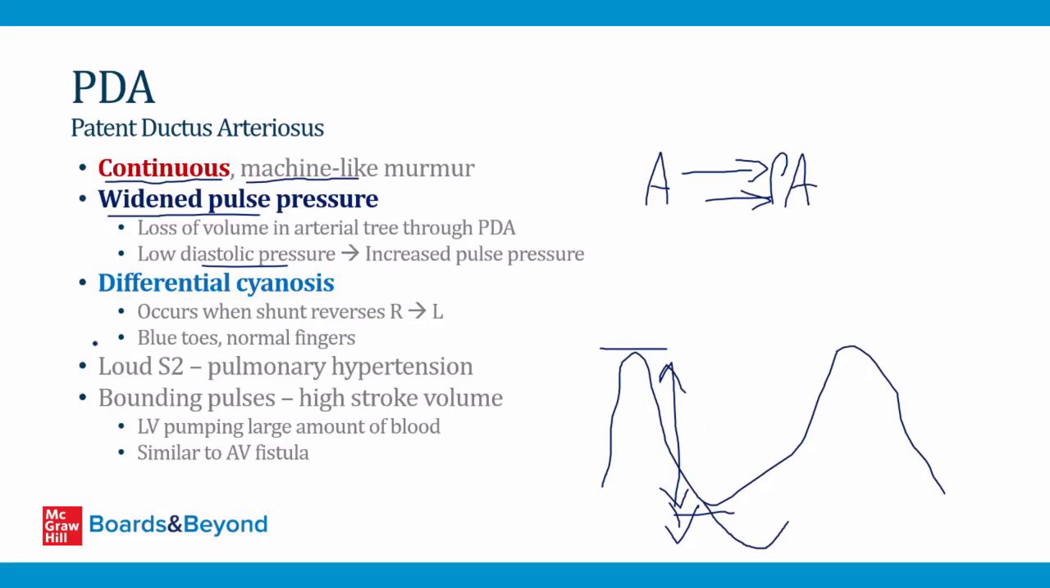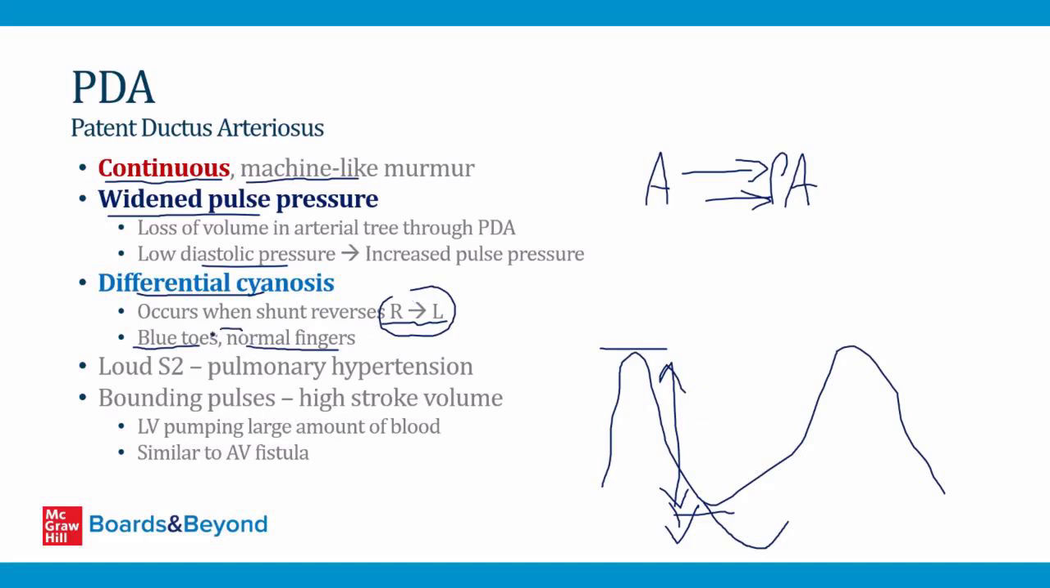If a PDA is left untreated and the shunt reverses and becomes right to left, like I talked about earlier when Eisenmenger syndrome develops, this classically leads to a finding called differential cyanosis. In differential cyanosis, the person with the PDA where the shunt has reversed will have blue toes indicating cyanosis, but normal appearing fingers. And the reason for this is that when the shunt reverses right to left, it's sending deoxygenated blood into the aorta after blood has already left the aorta for the arms.